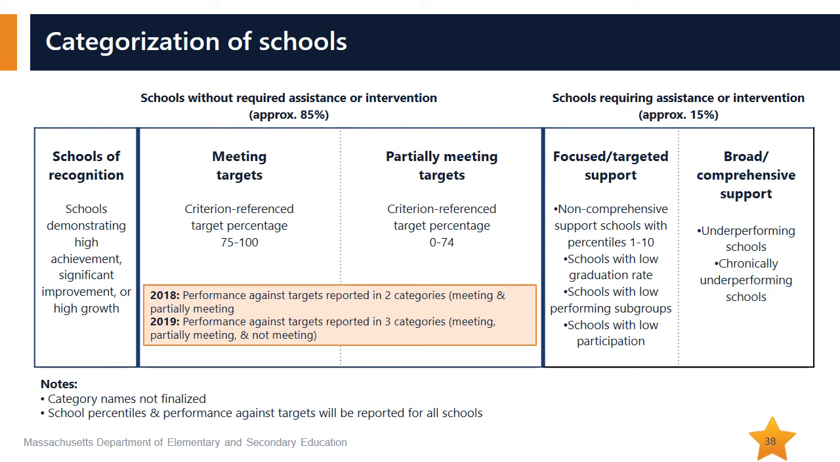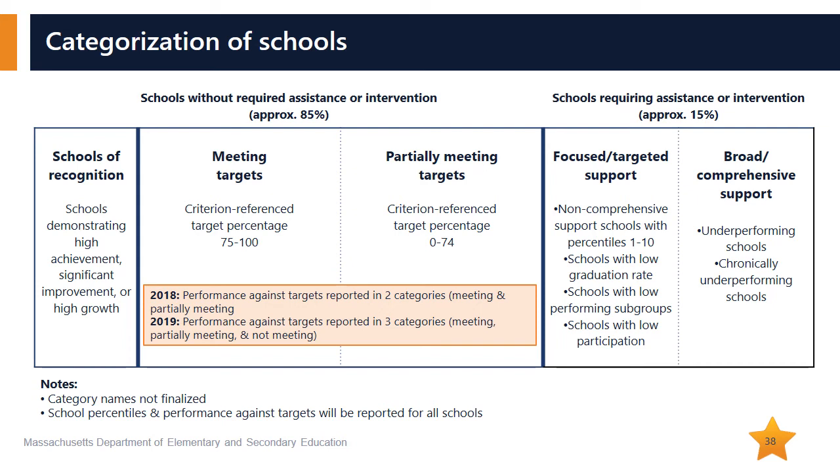In 2018, schools will be reported as either meeting targets or partially meeting targets based on their criterion-referenced target percentage. Beginning in 2019, schools will be reported as meeting targets, partially meeting targets, or not meeting targets. Finally, some schools will be recognized for demonstrating high achievement, high growth, or for other reasons. All schools will have their accountability percentile and performance against targets reported.